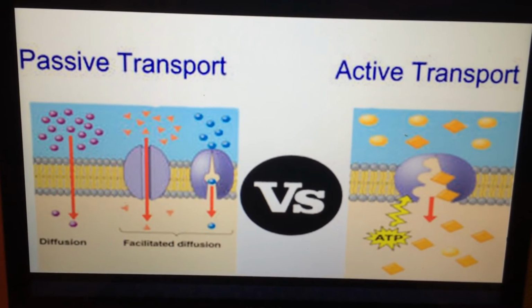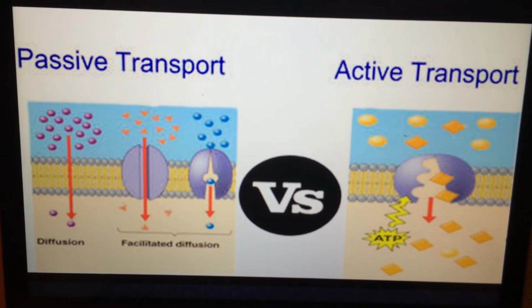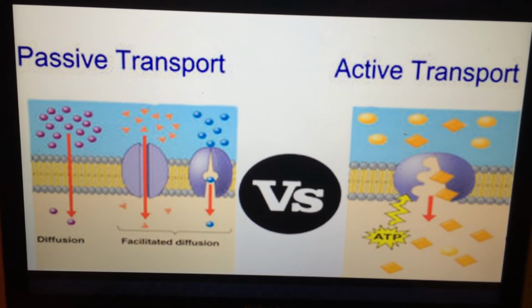Now that we're done explaining the basics of active transport and the three main types of active transport, let's move on to comparing active transport and passive transport, shall we?